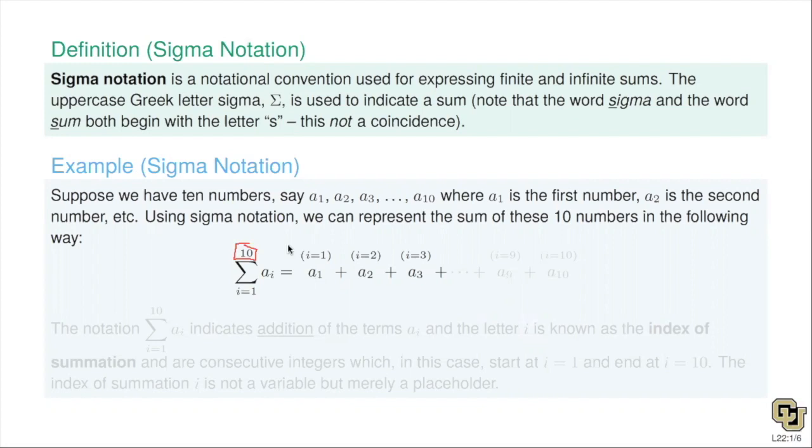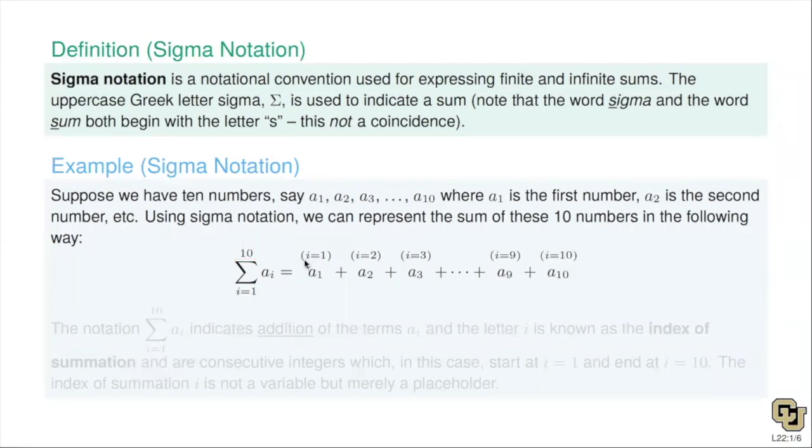Do I have to start at 1? No. Do I have to end at 10? No. Just in this example, that's what I randomly chose to do. So here, eventually you get down to the very last couple of terms, and i equals 9, you have a sub 9. When i equals 10, you have a sub 10.